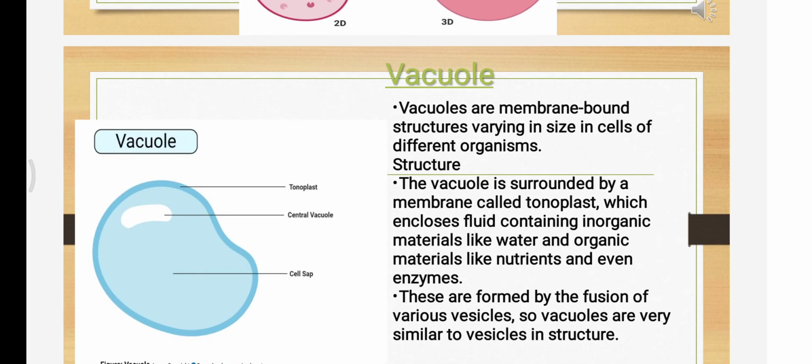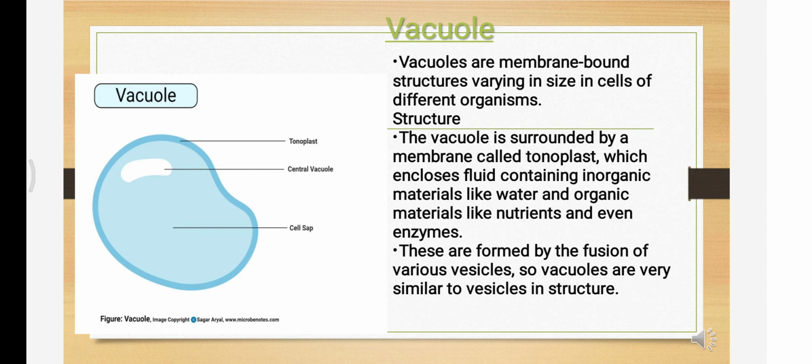And now I speak about the vacuole. Vacuoles are membrane-bound structures varying in size in cells of different organisms. Structure: the vacuole is surrounded by a membrane called the tonoplast, which includes fluid containing inorganic material like water and organic material like nutrients and even enzymes. These are formed by the fusion of various vesicles. So vacuoles are very similar to vesicles in structure.